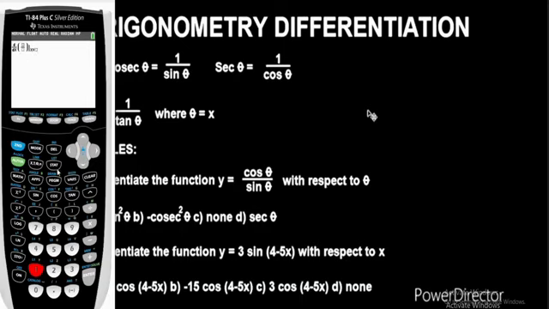So you input cos. You have to replace theta with x, where theta equals x. So we have cos x, close the bracket, over. Then we have sine x. Instead of sine theta, we have sine x. So we close the bracket. We are good to go.